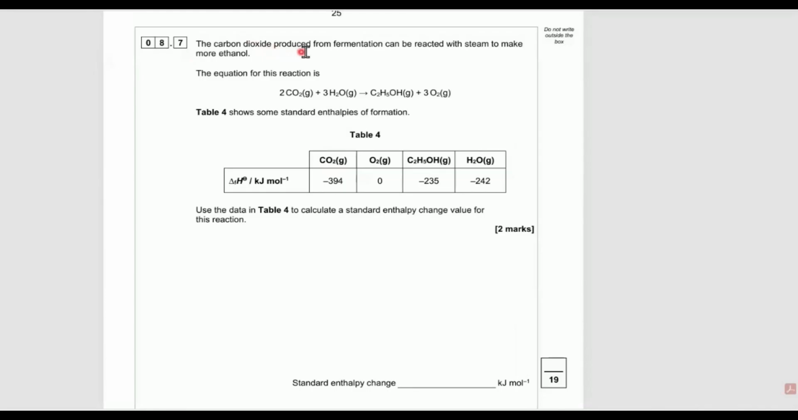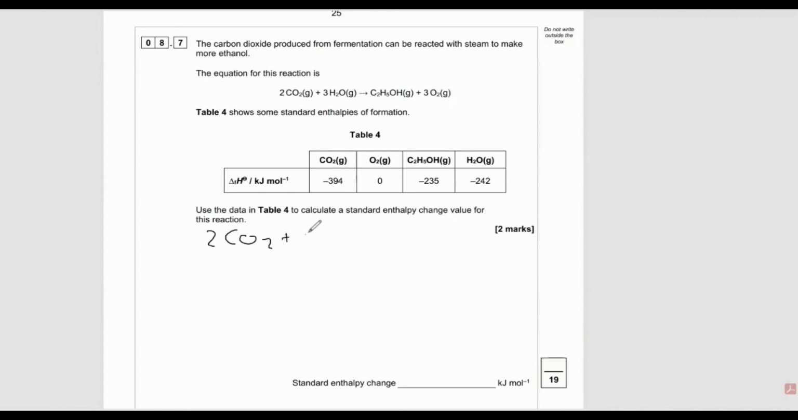8.7, the carbon dioxide produced from fermentation can be reacted with steam to make more ethanol. The equation for this is given, and it shows some standard enthalpies of formation. Now, what they've given us here is standard enthalpies of formation. This immediately tells me it's Hess's law. We've got to calculate the enthalpy change. So what I'm going to do here, guys, is write this out.